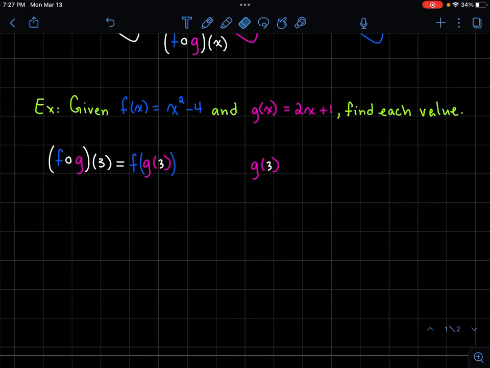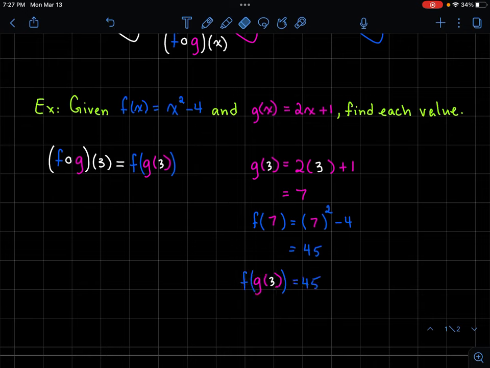So I go through and ask myself, what is g of 3? I look at my g function. It's 2x plus 1, so I leave the open parentheses there so I know what I'm plugging in. Plug in the 3, do my order of operations. 2 times 3 plus 1 is going to give me an output of 7. What I then do with this 7 is I'm going to now plug it into the f function. So I need to know what f of 7 is. I leave my parentheses where the x is at, so I know to plug my 7 in. 7 squared minus 4, 49 minus 4 is 45. There is the answer. So what is f of g of 3? f of g of 3 is equal to 45.